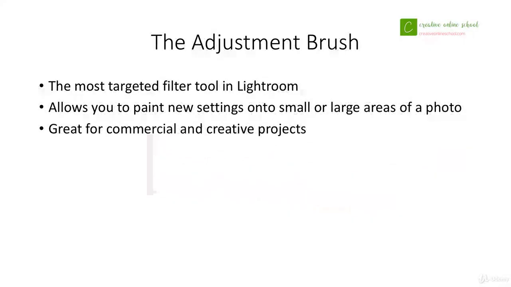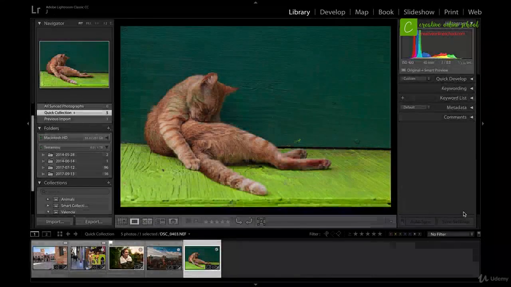The adjustment brush is the most local and most targeted filter tool that Lightroom has to offer. You can use the adjustment brush to make part of your image stand out from the rest, or you can use it to make corrections to a specific part of your image. I often use it to enhance eyes, whiten teeth, or bring out certain colors while dulling out others. I'm going to make some adjustments to this photo using the adjustment brush.